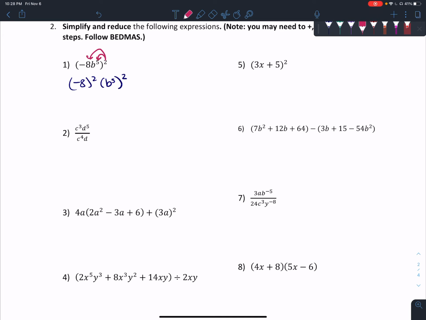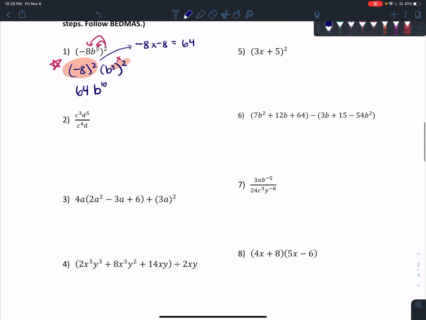And this part is important, this negative 8 squared. This is an important example because you have to remember that any negative number raised to an even exponent is going to give you a positive answer, because this is the same as negative 8 times negative 8. Those two negatives will cancel out to give you a positive 64. So this answer is 64b to the 10, since with a power of a power, those two exponents get multiplied together.